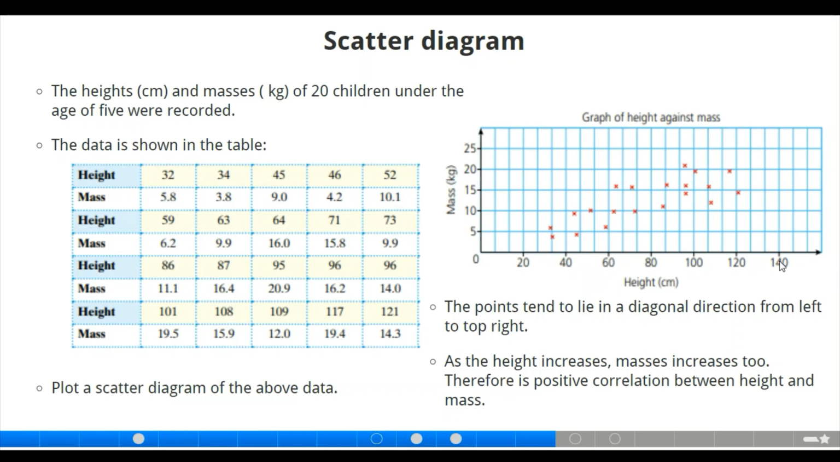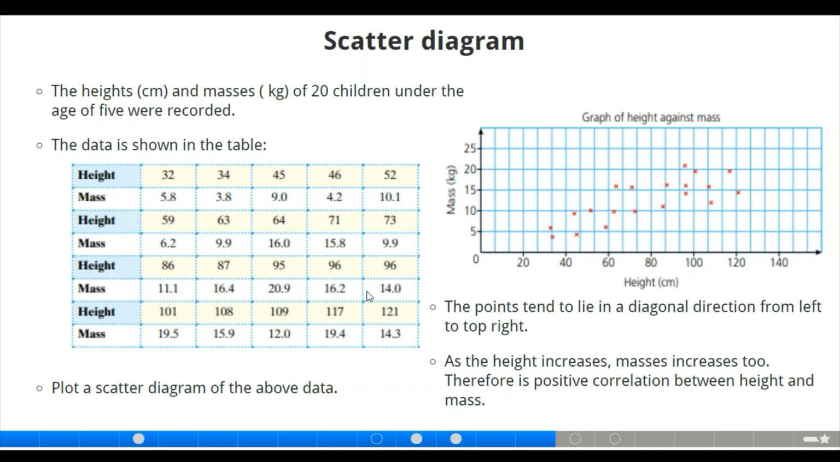So we are just trying to check the relationship between the two. When height is 32, the mass is 5.8, so we fix that. When height is 32, the mass is 5.8. When height is 34, the mass is 3.8, and so on and so forth.